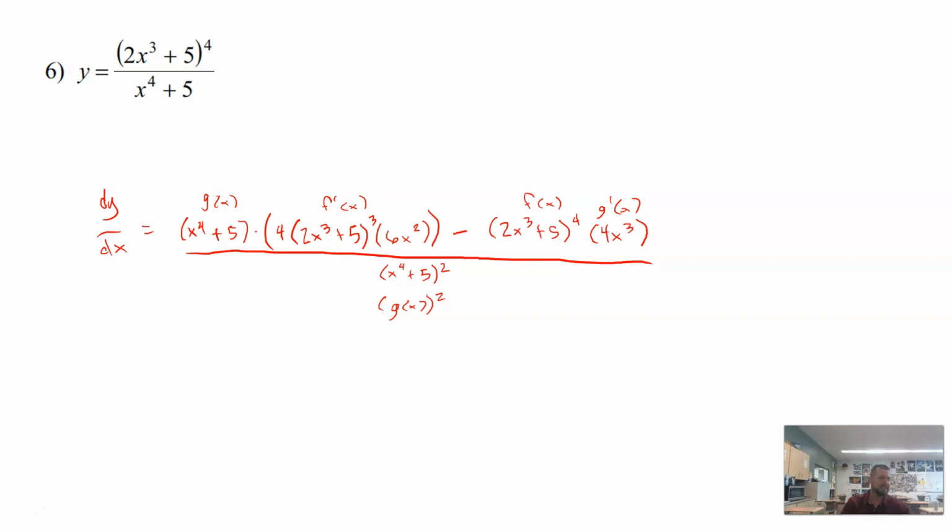If you have any other questions about this, please let me know. I know the chain rule can be a little bit intimidating sometimes.